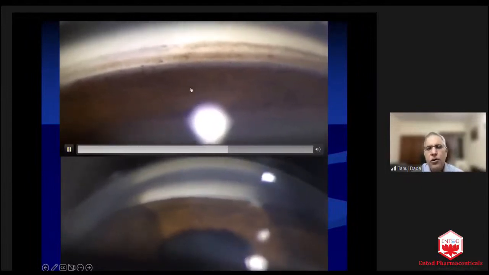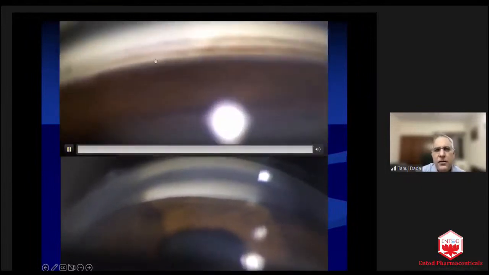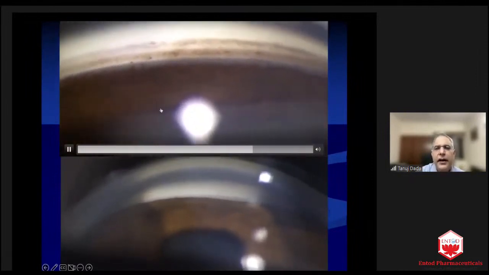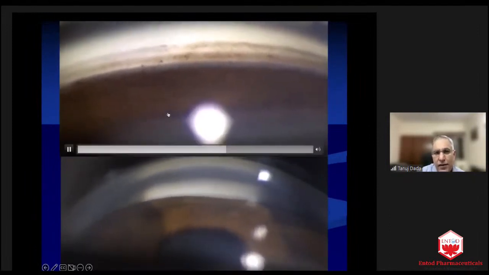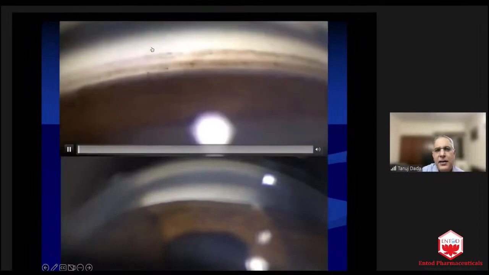So now you have put in the gonioscope, trabecular meshwork, scleral spur visible. So this is an open angle pathology. In contrast to this bottom video, here you can see the trabecular meshwork and scleral spur are not visible. That means the iris is occluding the drainage portion of the eye, that is the trabecular meshwork. So this is iridocorneal apposition.